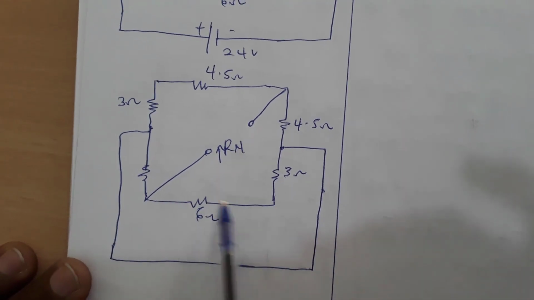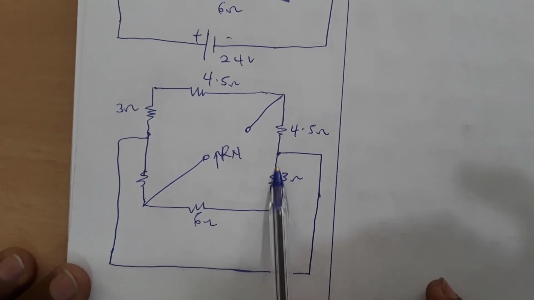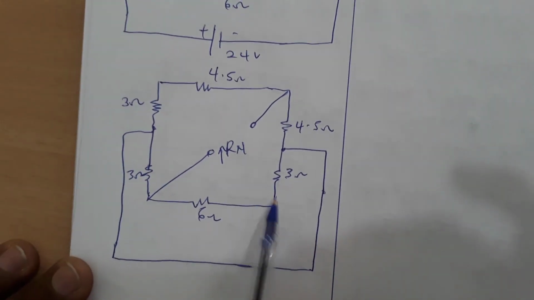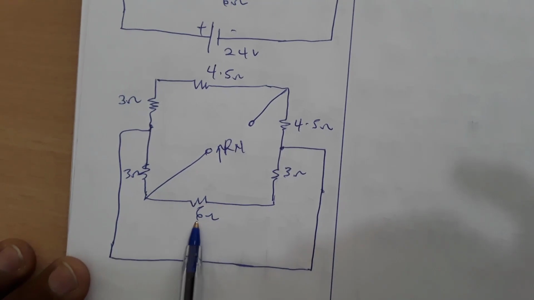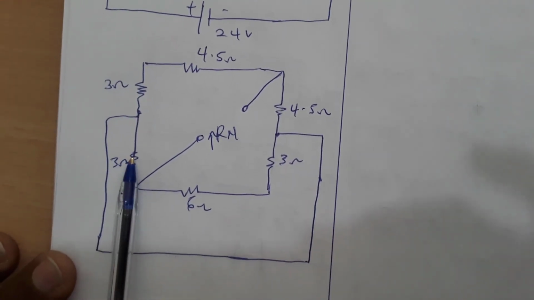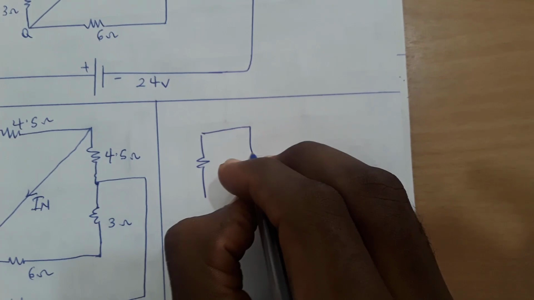And if a current is also flowing from this side, you can see that the current that will flow through this 3 ohm will be the same current that will flow through this 6 ohm. So we can see that 6 and 3 are in series, and they will be in parallel with this 3. So I can redraw this and make it very simple for you guys to see. It will look like this.